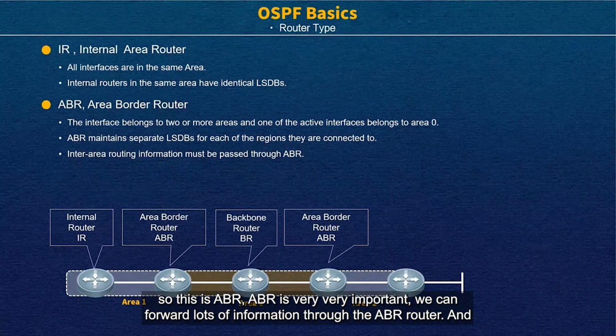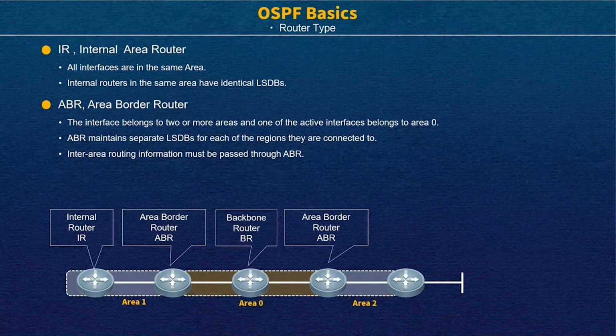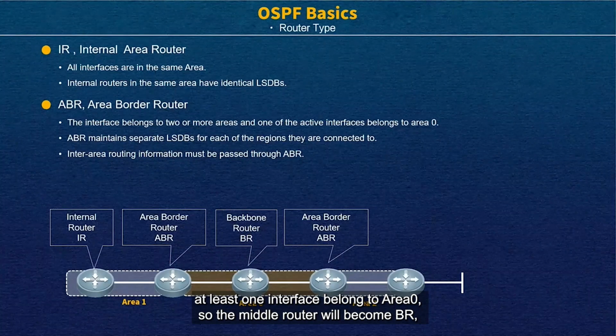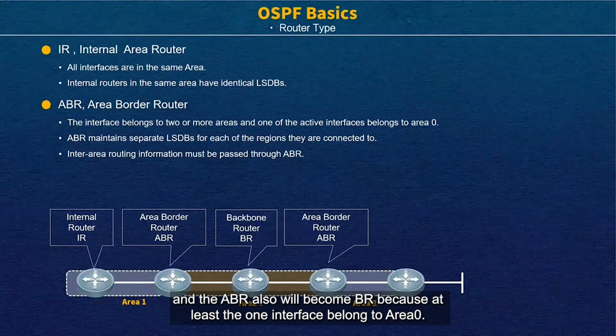And the rest of the routers we call backbone routers, BR. BR means at least one physical interface belongs to area 0. And this router we can call a BR router. At least one interface belongs to area 0. So the internal router will become a BR, and the ABR also will become a BR because at least one interface belongs to area 0.